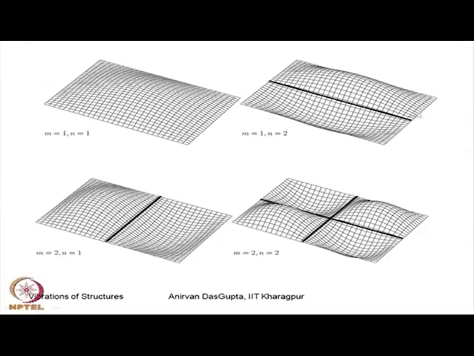along, so this is parallel to the x axis. This is for 2 1. So, one nodal line parallel to the y axis, and this is m equals 2 and n equal to 2. So, this is the w 2 comma 2 mode. So, you have 2 nodal lines like this.